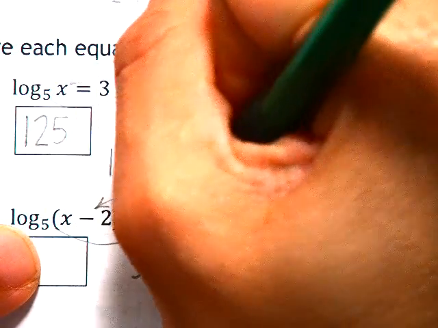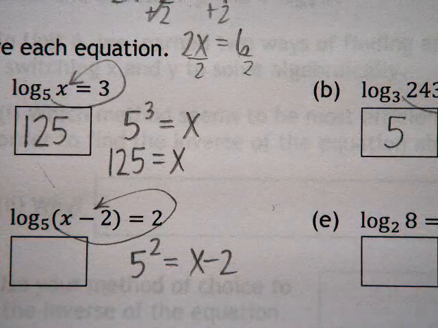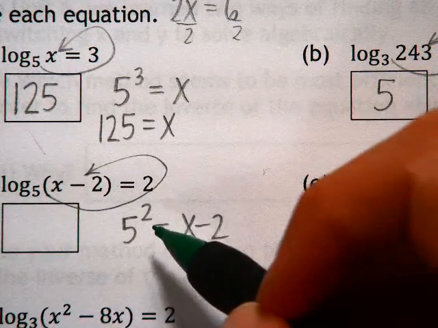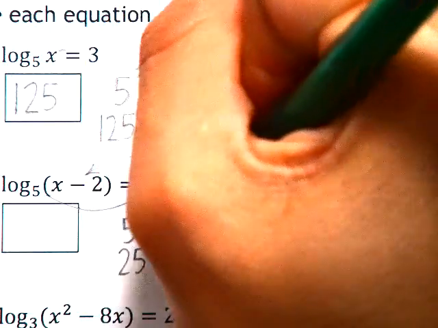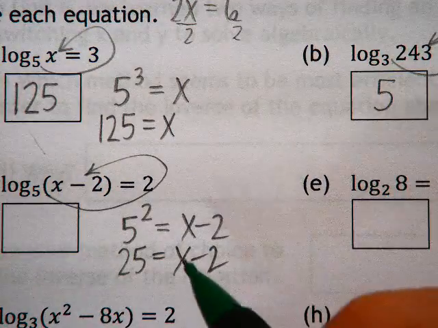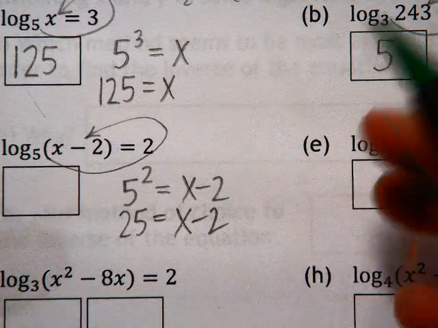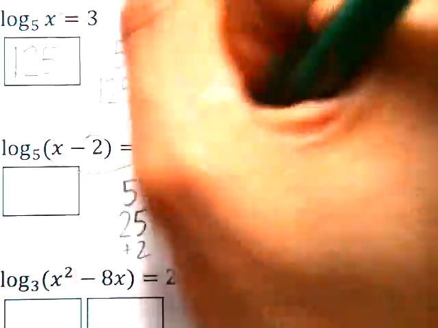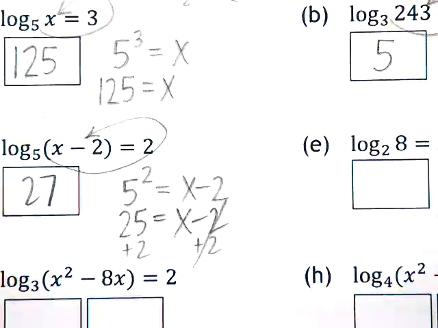So base of 5 to the power of 2 equals whatever's inside those parentheses, so x minus 2. It looks more complicated at first until we simplify it and clean it up a little bit. 5 squared is just 25. And once we write it as 25 equals x minus 2, I hope your instincts kicked in once again so you could say to yourself, oh, that's totally an equation I can solve. I'll just add 2 to both sides, 25 plus 2, that means x is 27.